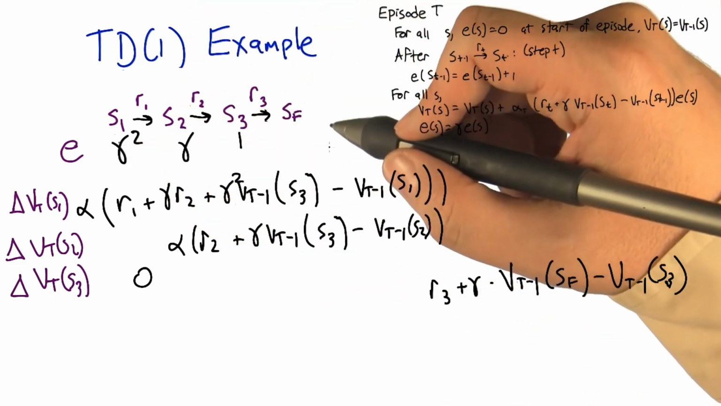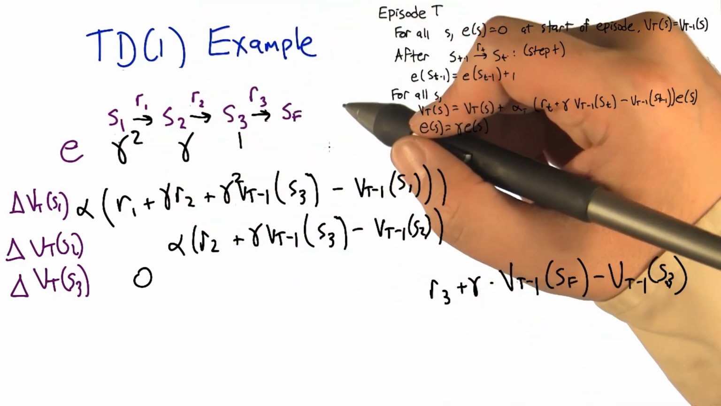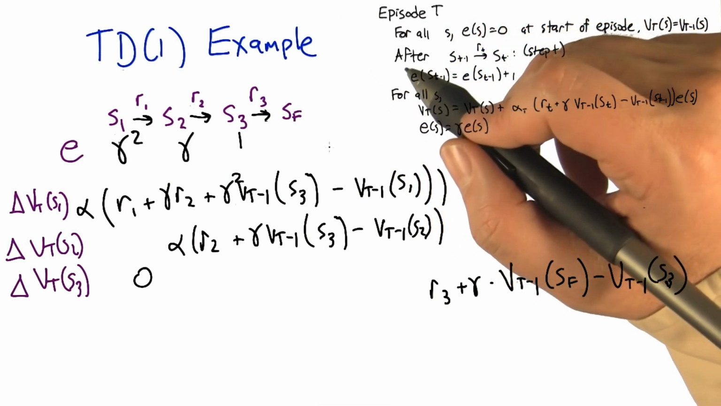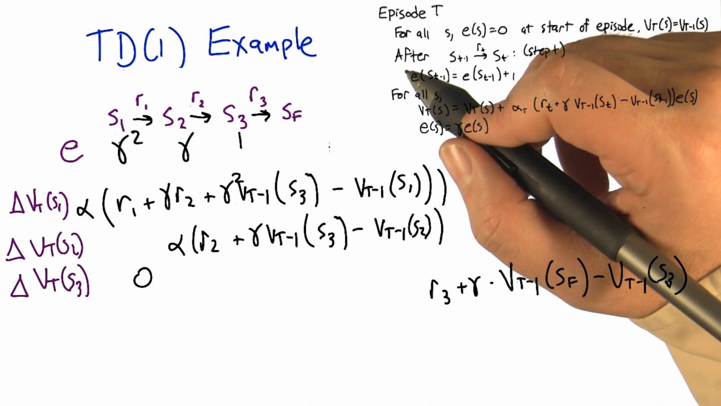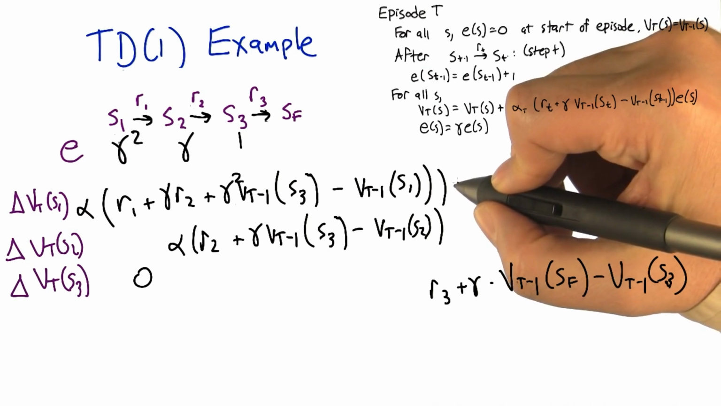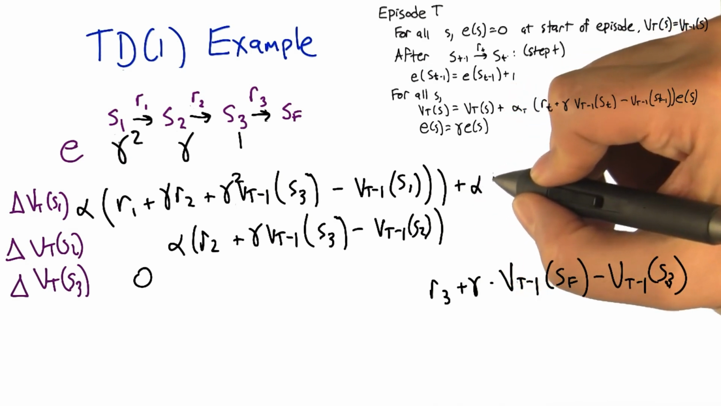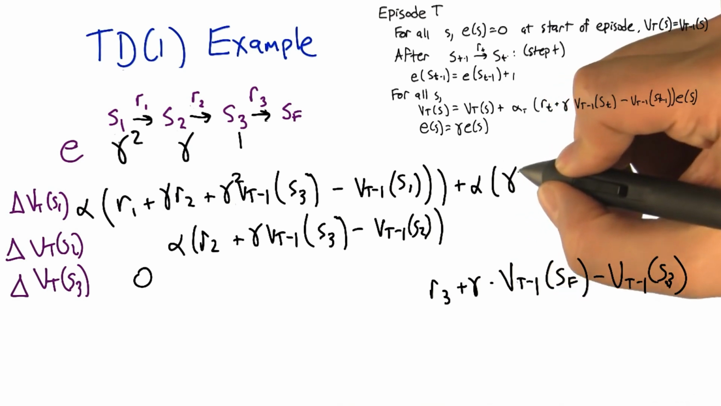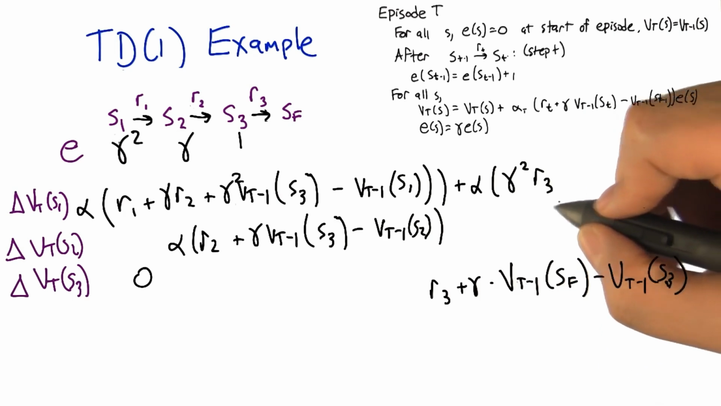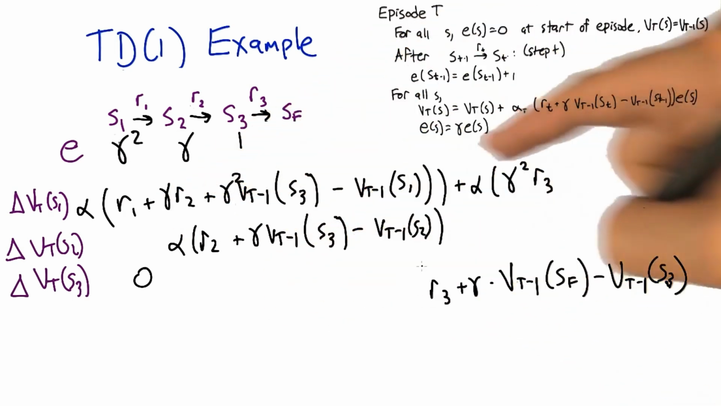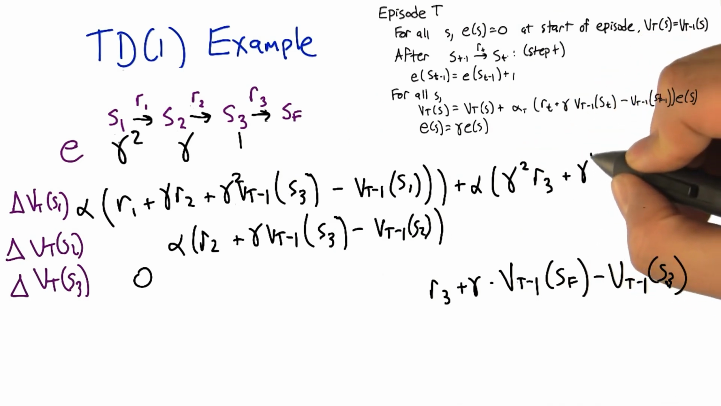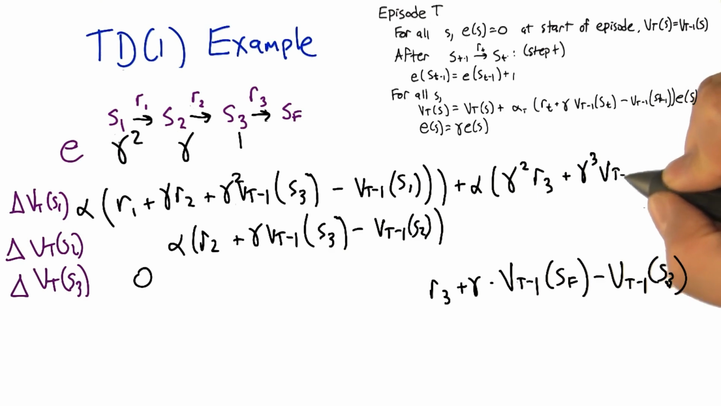So the eligibility isn't just whether you've seen a state before. It's actually keeping track of how long ago you saw that state. Good. And so if there was another state after SF and we kept going, we'd see that would become gamma cubed, and S2 would become gamma squared, and S3 would become gamma, and so on and so forth. That's quite clever.